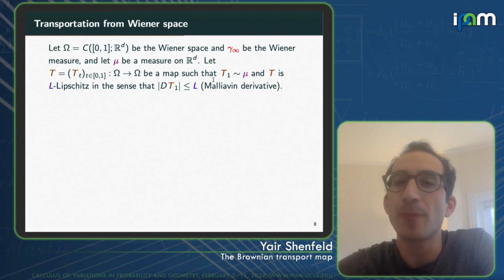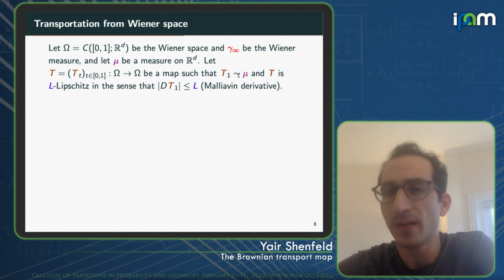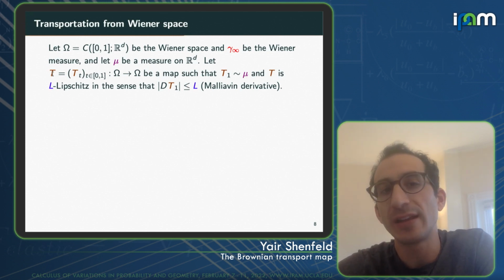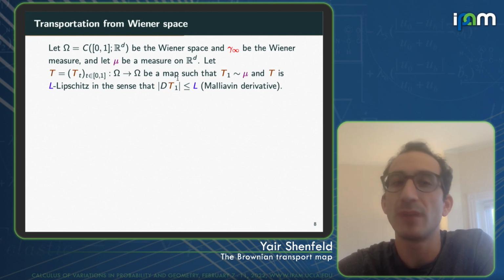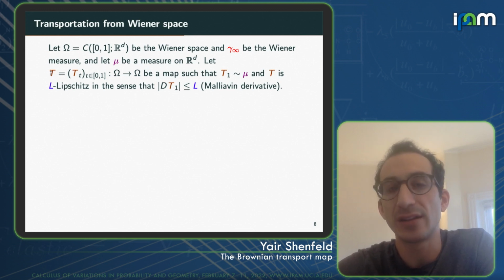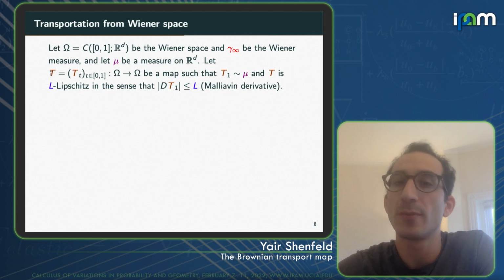And let's say we have a property that once you project it at time 1, so its value at time 1 is distributed like mu. So just remember, for example, if we take T to be the identity map on the Wiener space, then at time 1, it will just be distributed like a standard Gaussian in R^d. Because if you take the map which is the identity, you just get Brownian motion. And Brownian motion at time 1 is just distributed like the standard Gaussian in R^d.